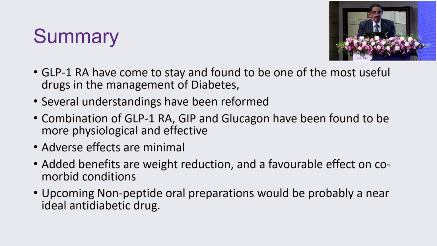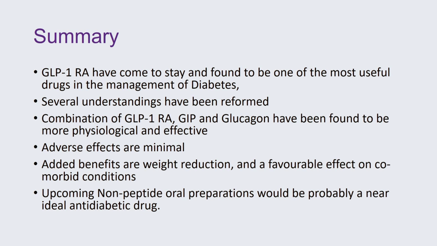And to summarize, GLP-1 receptor agonists have come to stay and are found to be one of the most useful drugs in the management of diabetes, and also act on the pathogenic mechanisms, thereby you are able to get down from the disease. Several understandings we have reformed, we have corrected ourselves. And the combination of these three has been found to be more physiological and effective. Adverse effects are minimal, with added benefits of weight reduction and the favorable effect on comorbid conditions, whether it is kidney or heart, or probably even in days to come, the liver. An upcoming non-peptide oral preparation would probably be a near ideal anti-diabetic drug.